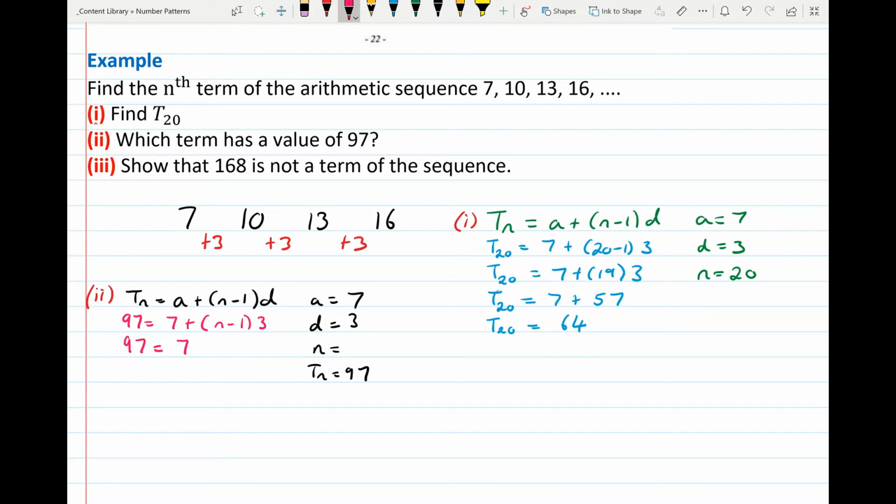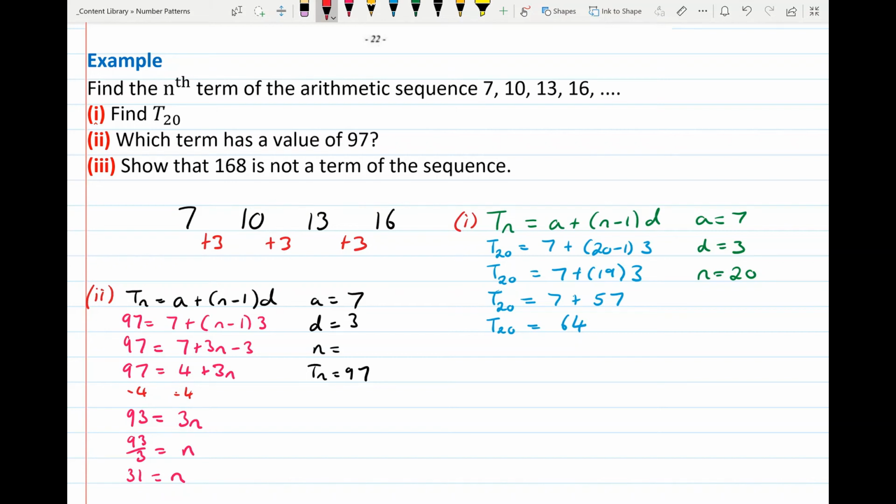n minus 1 multiplied by 3, because there's no plus or minus sign between the 3 and the bracket. So you multiply the n by 3, which gives you 3n, and you also multiply negative 1 by 3, which gives you negative 3. Tidying up the right hand side, we get 4 plus 3n. Subtract 4 from both sides, so that you're left with only n's on the right. And then divide both sides by 3 to get 1n. And n equals 31, which means that the 31st term in the sequence has a value of 97.